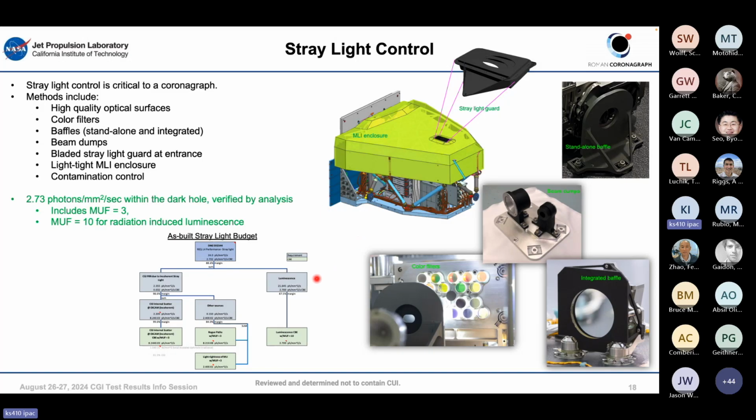The assessed stray light in the dark hole is 2.73 photons per millimeter squared per second. That mostly includes a MUF of 3. In the case of radiation-induced luminescence, which is radiation causing the transmissive optics lenses on the DPAM to fluoresce and produce stray light, we did not have the funds to do full testing of that, so we padded that with a MUF of 10 using the best analysis that we found on the variety of materials that are used for those optics.